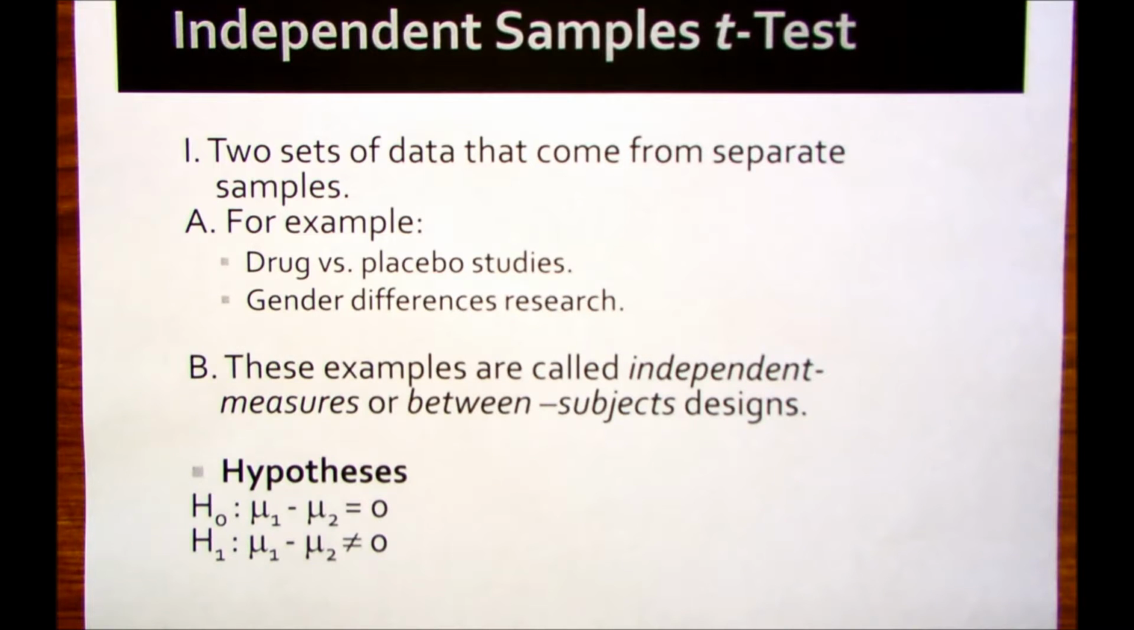Now let's look at the independent samples t-test. When would we use an independent samples t-test? Basically when we've got two sets of samples that are independent from one another, and we want to see if there's a difference between those two groups.